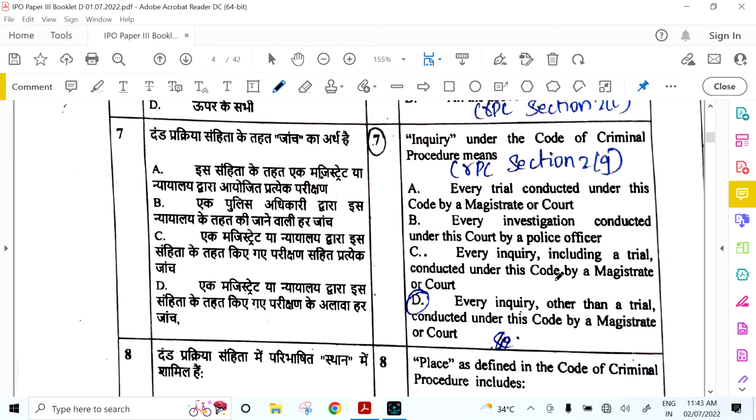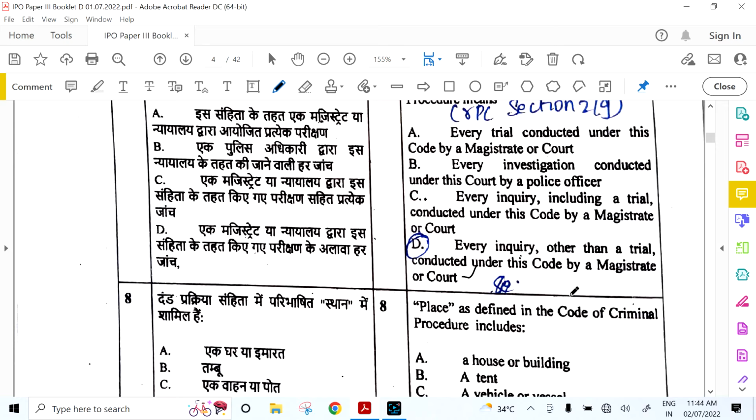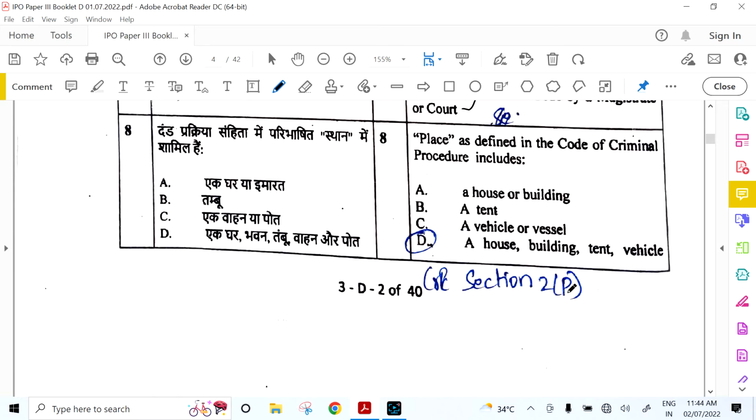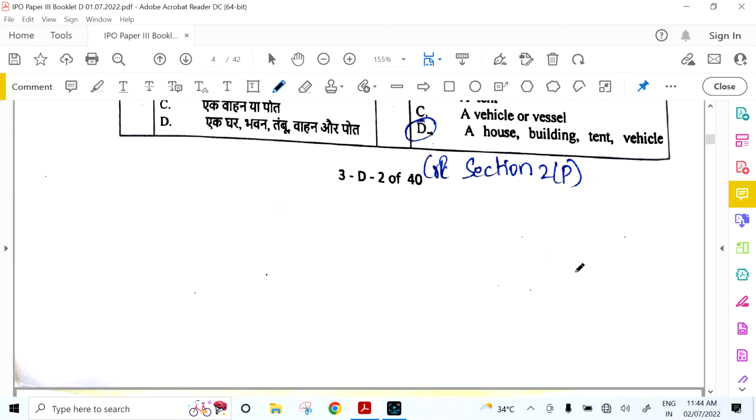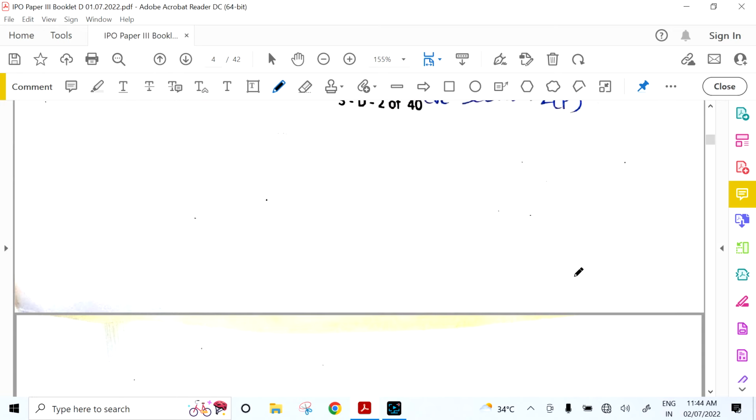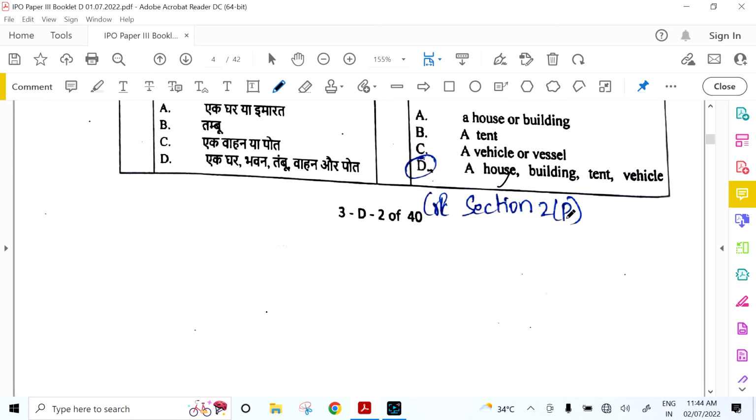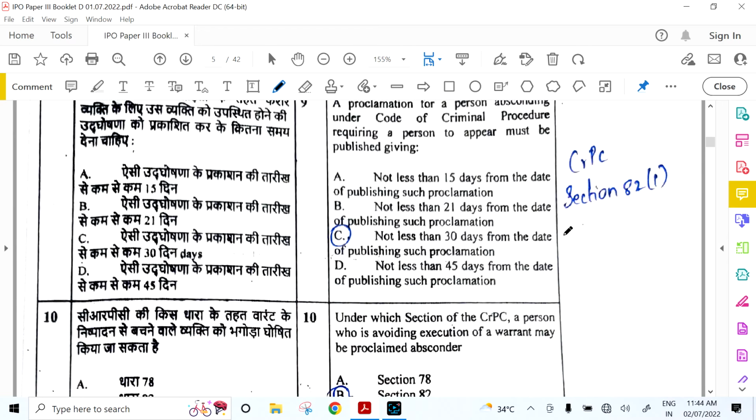Inquiry under Code of Criminal Procedure, under Section 2G of CRPC: every inquiry other than trial conducted under this code by a magistrate or court is called inquiry. Answer is D. Place as defined in Code of Criminal Procedure means a house, a tent, vehicle or vessel, or a house, building, tent, vehicle and vessel. The answer is D under Section 2P of CRPC.